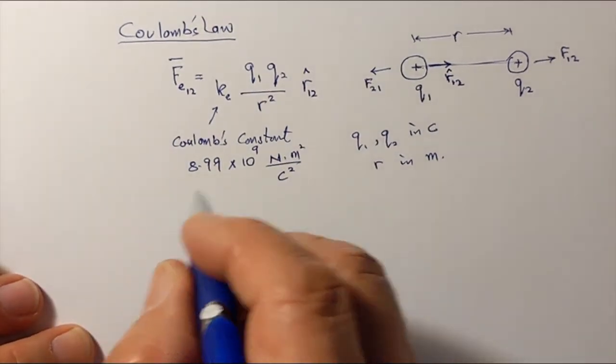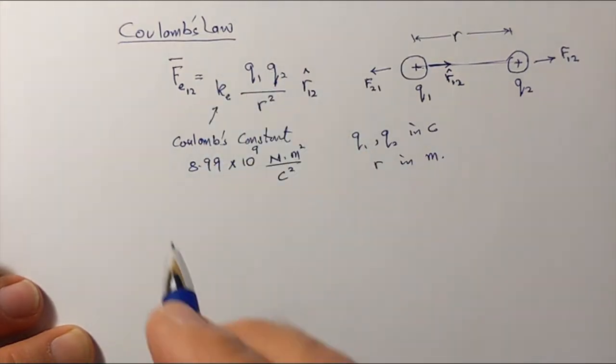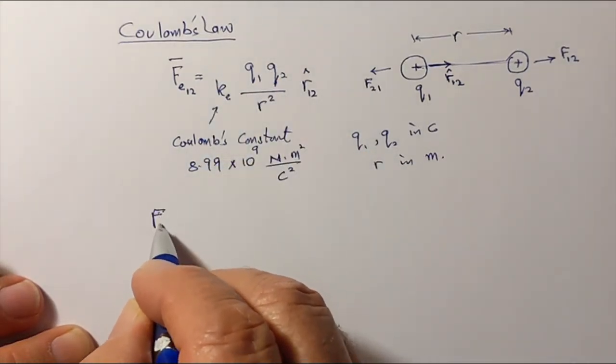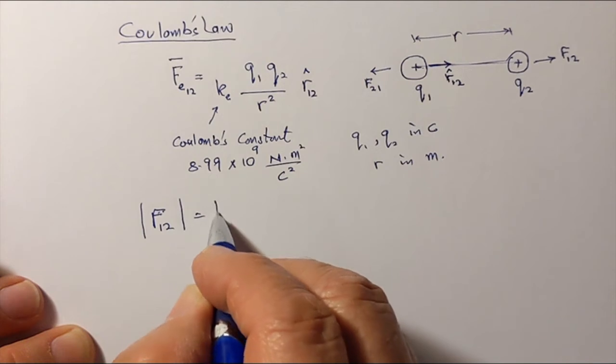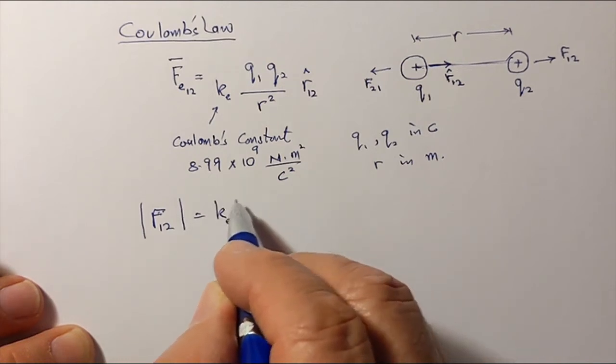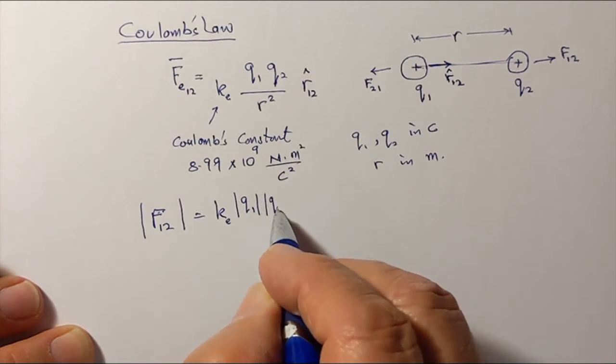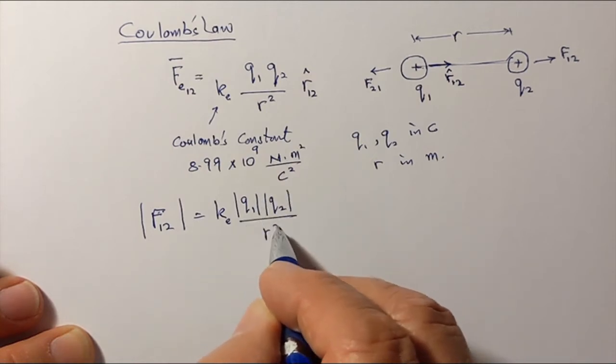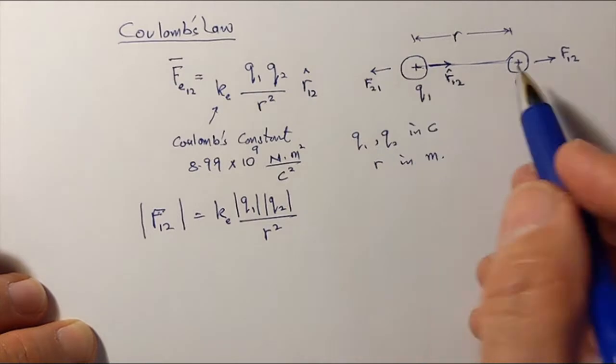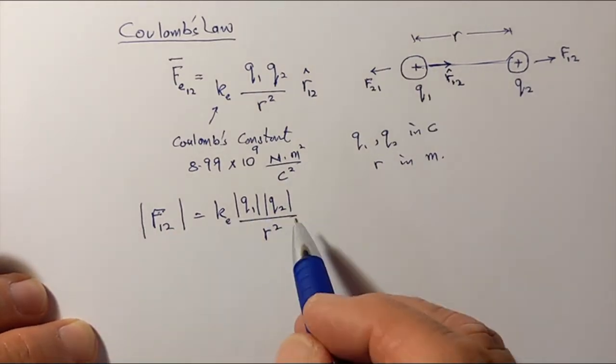Now the magnitude of the force is simply the first part. If you want to find the magnitude of F12, that's simply k, the Coulomb constant, times the magnitude of Q1, times the magnitude of Q2, over r squared. So it doesn't matter whether it's positive or negative, that's the magnitude of the force.